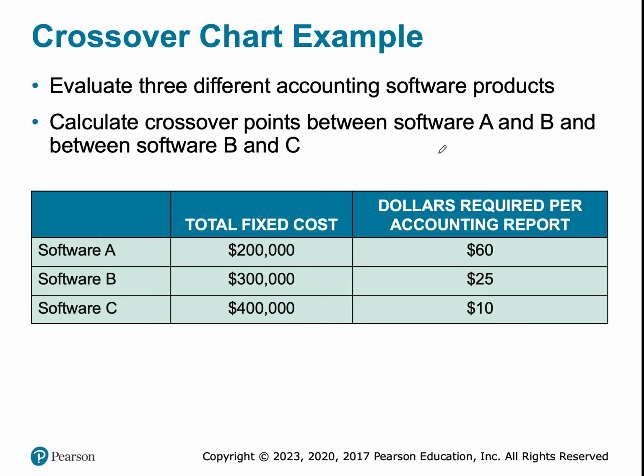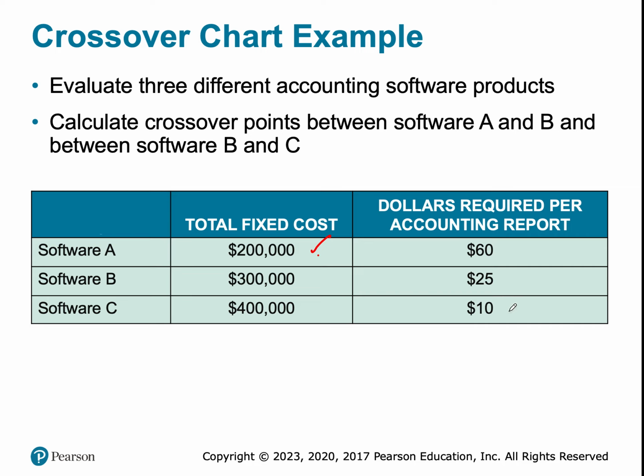Now, here we say evaluate 3 different accounting software products. Okay, we want to evaluate 3 different accounting software products. Calculate the crossover point between software A and software B, and between software B and software C. Now you can see the software A fixed cost is $200,000, and the dollar required per accounting report is $60 per one accounting report. Okay, for software A. Software B is $300,000, and the dollar required per report is just $25. For software C, it's $400,000, and the dollar required is just $10.